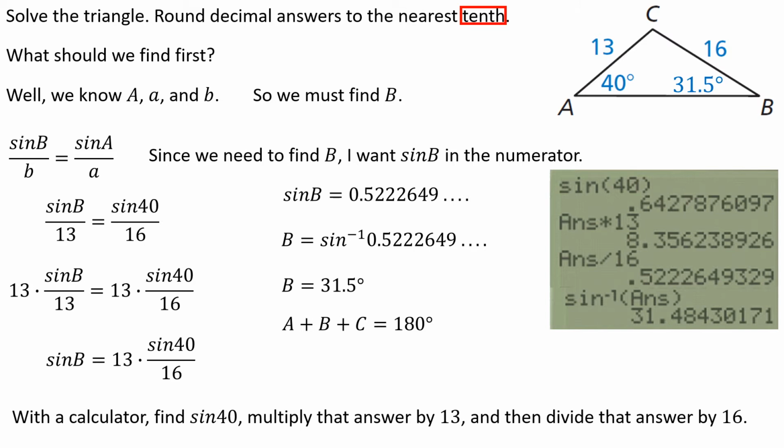Well, we know the three angles have to add up to be 180 degrees. So C is going to have to be 108.5. I can add that to my triangle. Because it's a triangle, I can still use the fact that the three angles must add up to 180. We need one more side, it looks like.